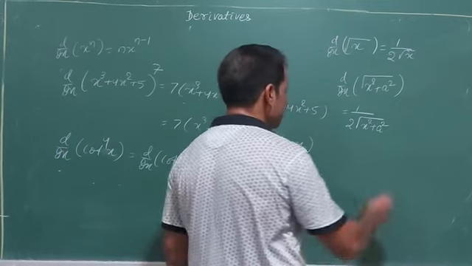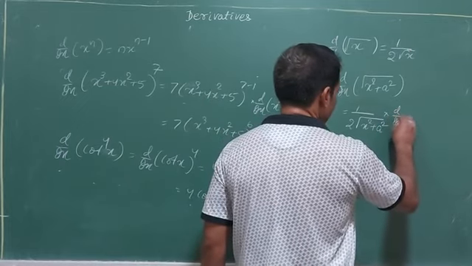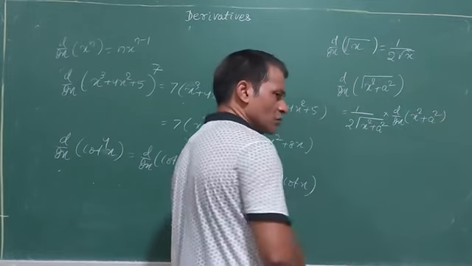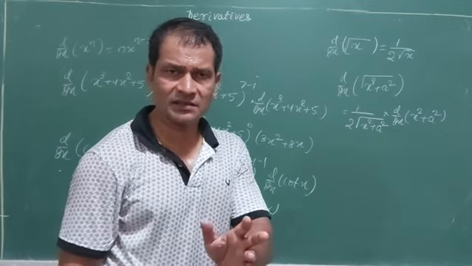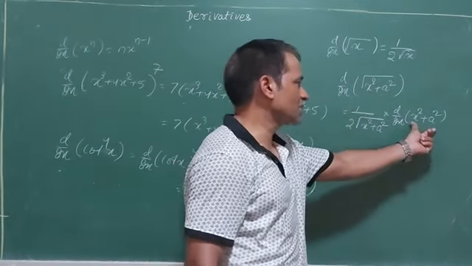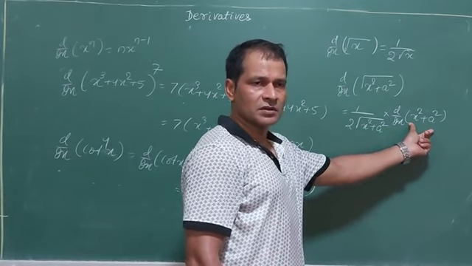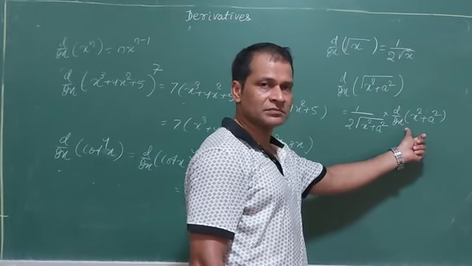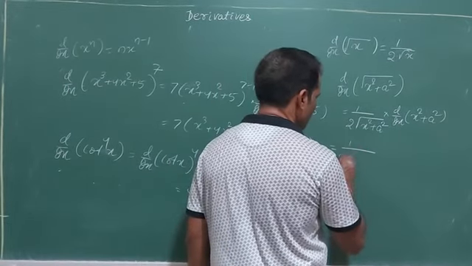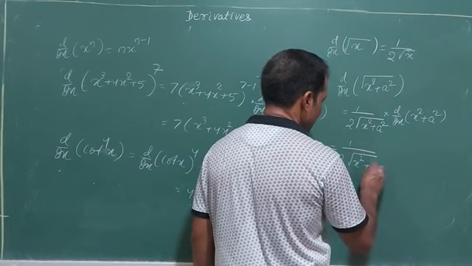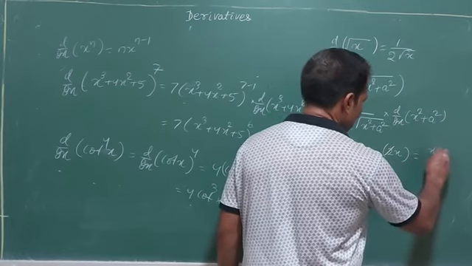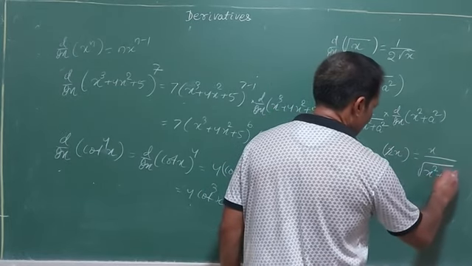1 by 2 root x into dy dx of x square plus a square. Why is it so? Because I did the derivative of the root, but inside the root there is not x. It is something else related to the variable term x. So again go for the derivative, and whenever you apply the chain rule, you must do it as a multiplication term in the numerator. That gives you now 1 by 2 under root x square plus a square into 2x. Now cancel out x by under root x square plus a square.